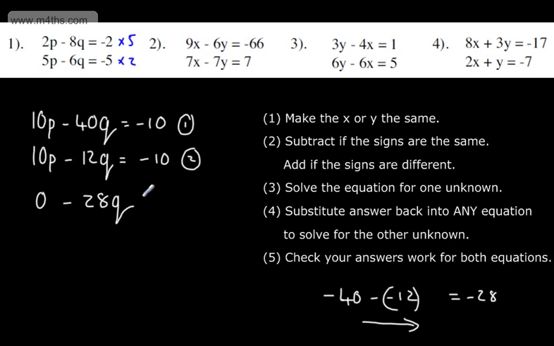With this particular one, we've got a slight quirk. Minus 10 minus minus 10 is going to give us 0. So that tells us that q is actually 0 on this one. So don't be worried. Don't sit there and think it can't be. Let's just look at this logically.